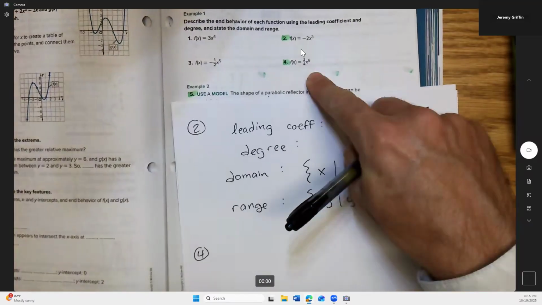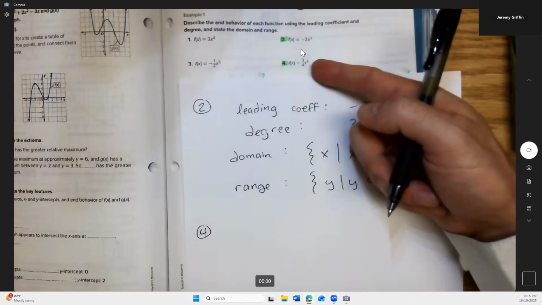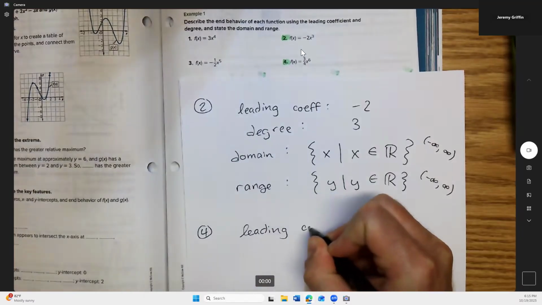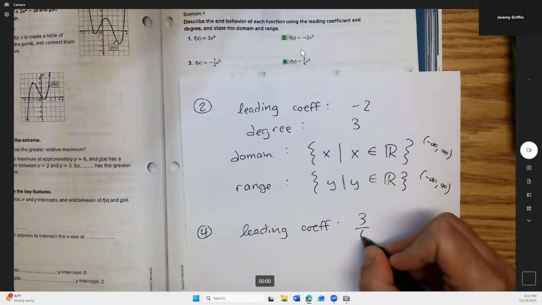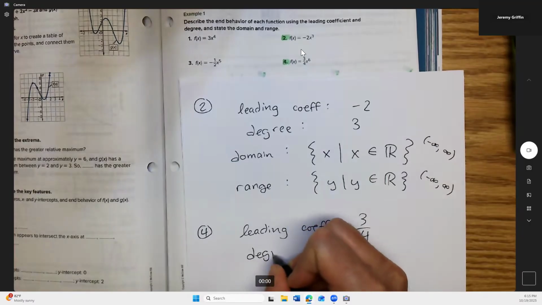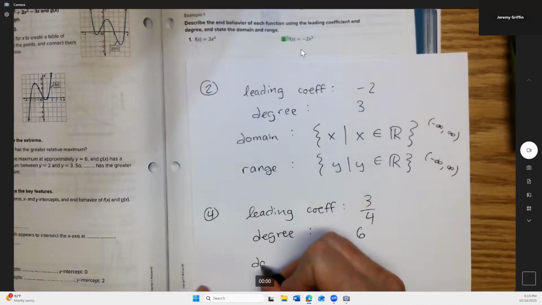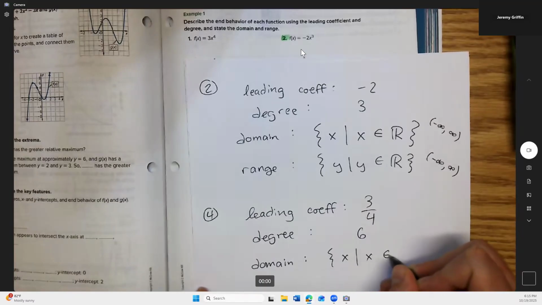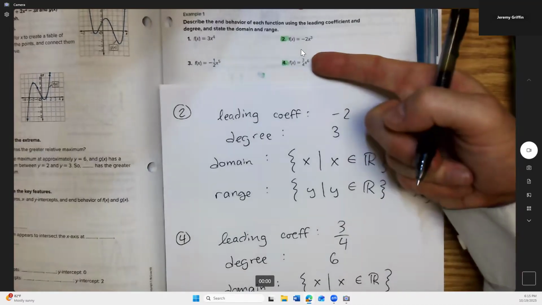All right, so same premise. We've got 3/4 x to the 6. So I think the leading coefficient would be 3/4. The degree would be 6. Okay? The domain could be x such that x is an element of all real numbers. Right? I don't see any reason for a domain restriction because you can plug anything in this.